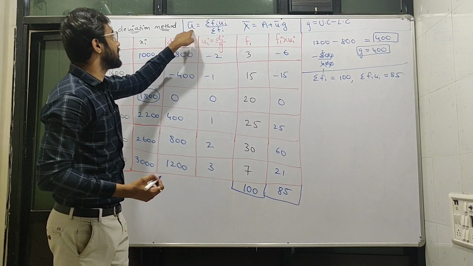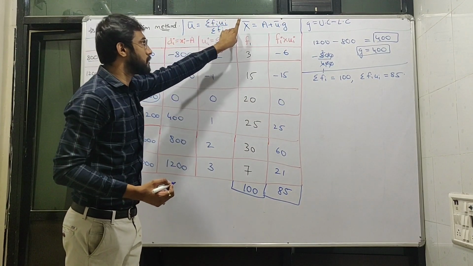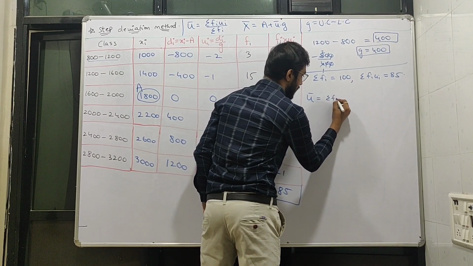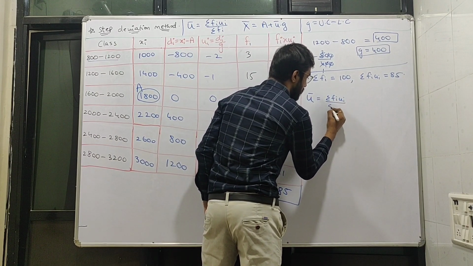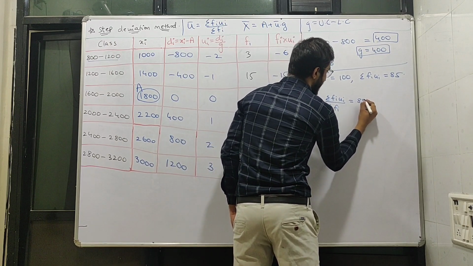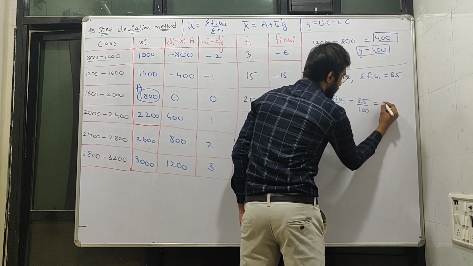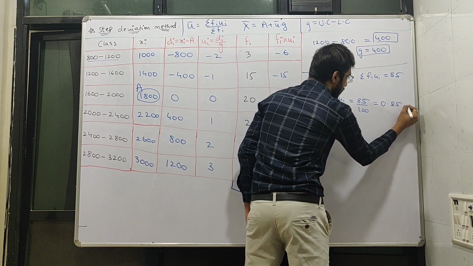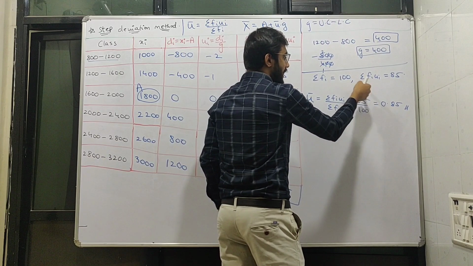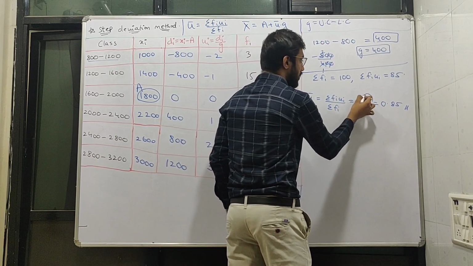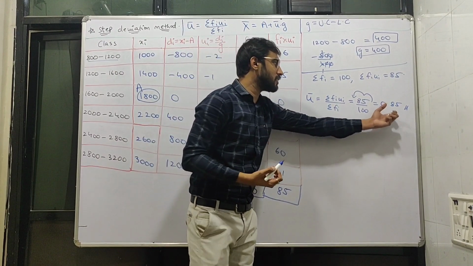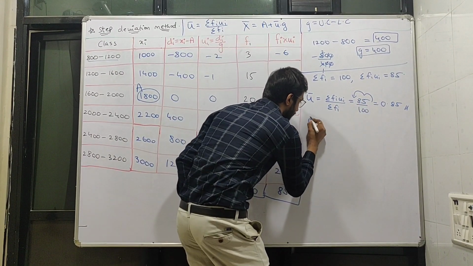The first formula is U bar is equal to summation Fi Ui upon summation Fi. The answer would be 85 upon 100, which is nothing but equal to 0.85. Since here it is 100, what we'll do is take the decimal 2 digits to our left. Okay, so U bar is equal to 0.85. I'll highlight it.